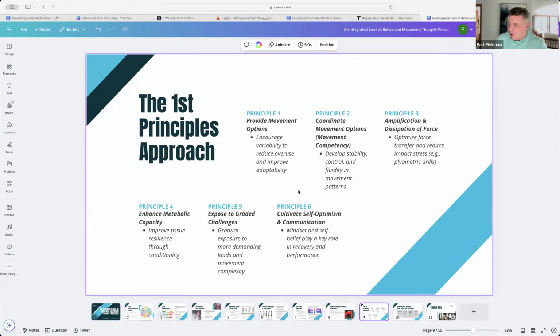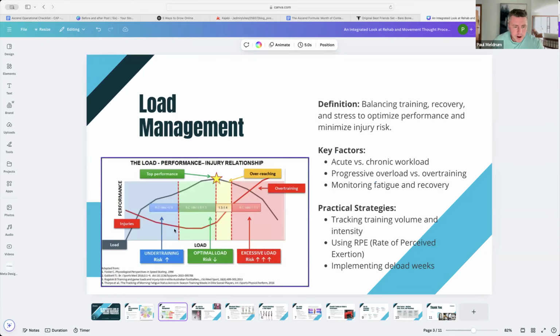Now, principle 5, expose to greater challenges. We all know what this is. Basically, get better at what you do over a period of time. That's it. More demanding loads and movement complexity will give us progressive overload. We do need progressive overload, because if we're undertraining, we increase our risk. If we're at optimal load, we decrease our risk. If we're at excessive load, we explosively accelerate our risk. So progressive overload is actually a strategy to decrease the risk of getting hurt.